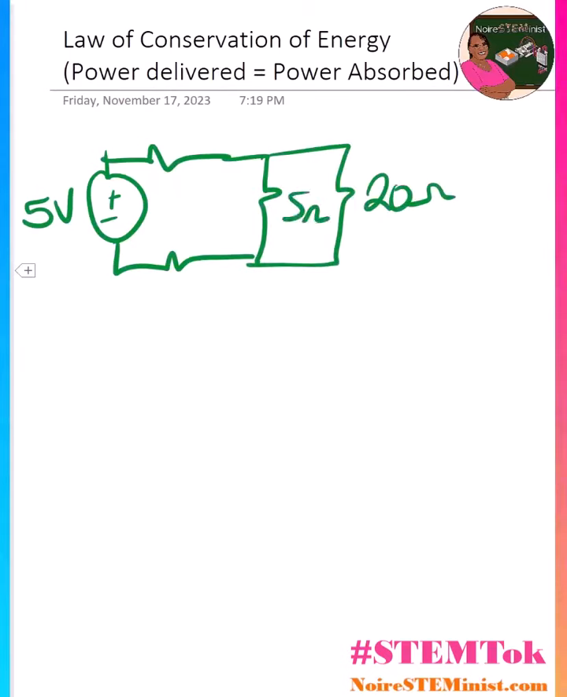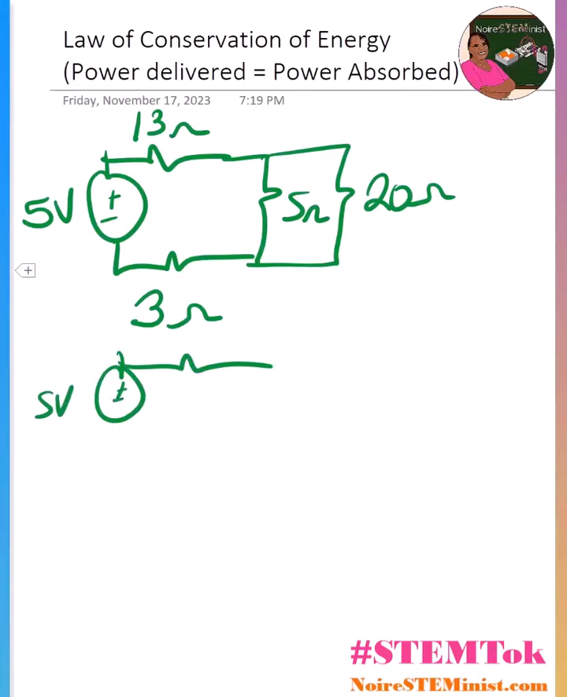conservation of energy. So here we have a 5-volt source, and on it we have a 5 ohm and 20 ohm resistor in parallel. And then we also have two resistors in series with the 5-volt source, and their values are 3 ohms and 13 ohms.